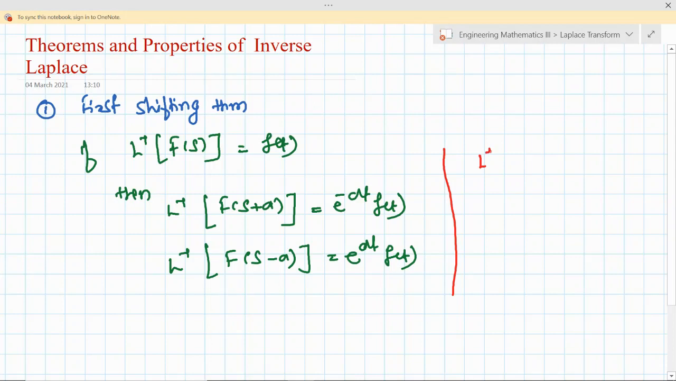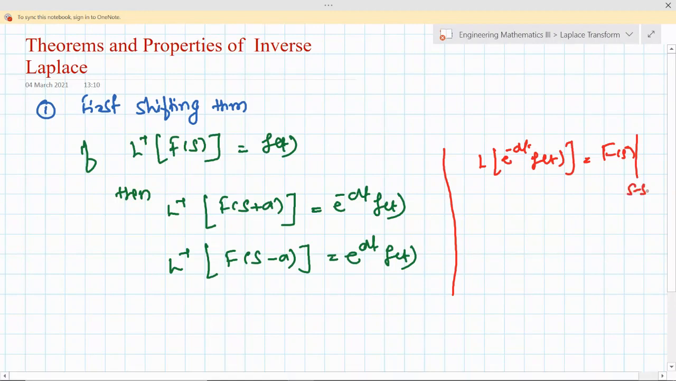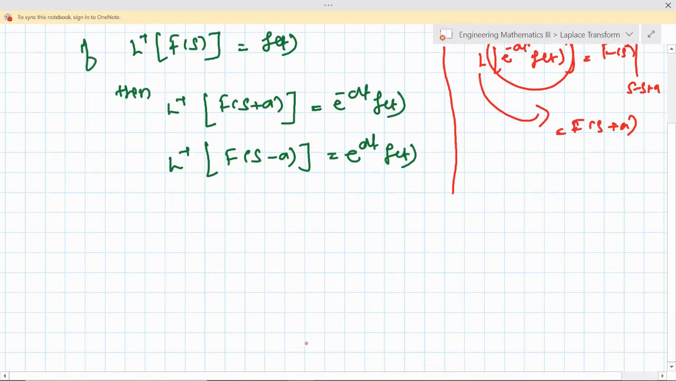In the Laplace transform, we have seen Laplace of e raised to minus at into f of t is equal to what? Whatever the F of s we have, we are replacing s by s plus a, that is F of s plus a. And if we take the inverse of this, we'll get e raised to minus at into f of t, isn't it? And same here, inverse Laplace of F of s minus a is equal to e raised to at into f of t. Okay, so it is just the inverse of the first shifting theorem related to Laplace transform.